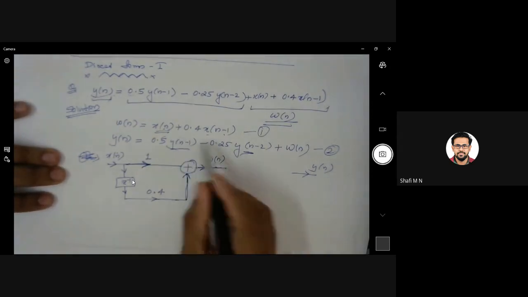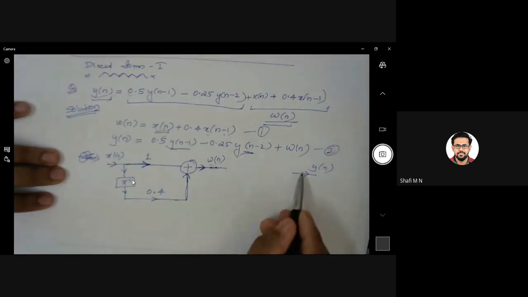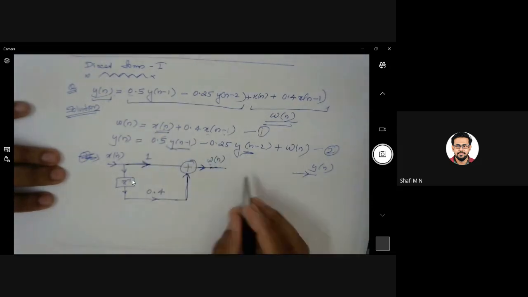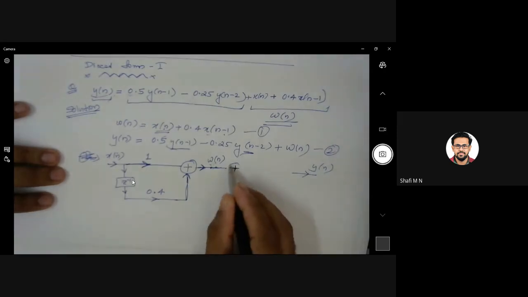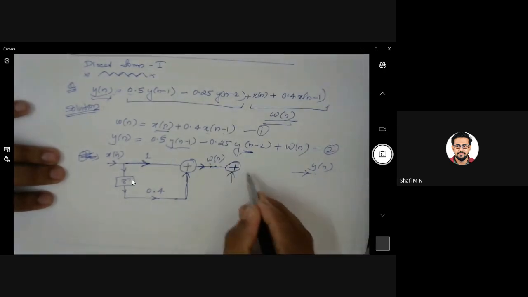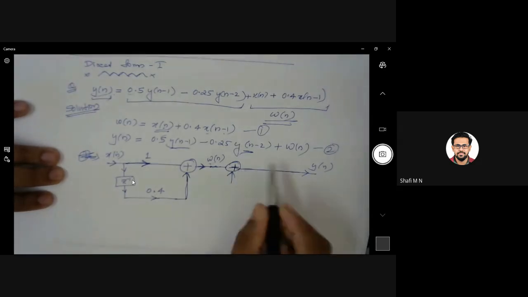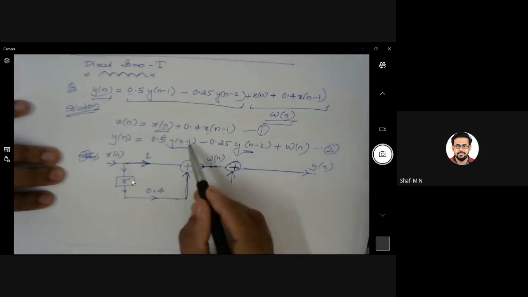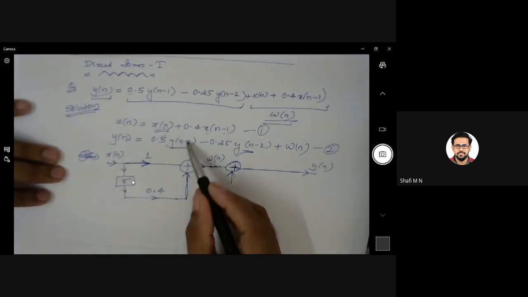Let's see, let's obtain y of n. So y of n is w of n plus something, right? Let me draw an adder block over here. What all things have to be added so that this output will be y of n? Y of n is w of n plus two things, which have to be added. One is 0.5 into y of n minus 1. So how can you obtain y of n minus 1?